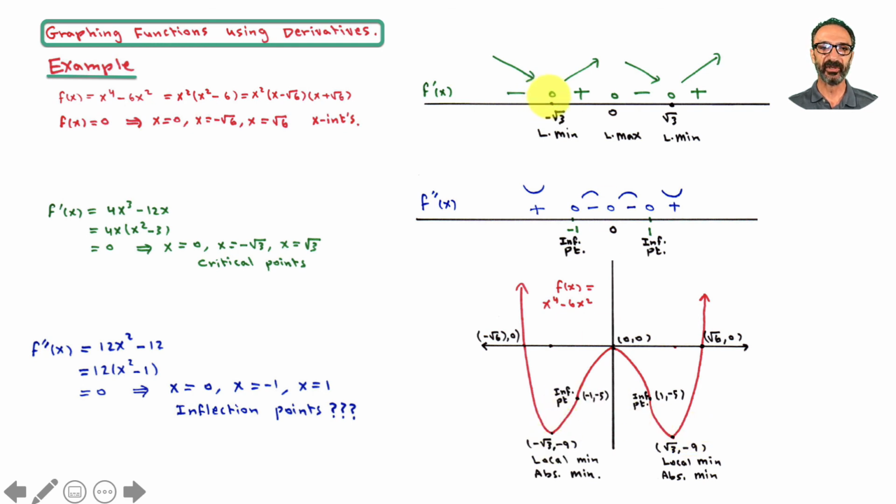Now, since you know that this is local minimum and this is local minimum and this is local maximum, just plug in the numbers in f of x and you will find the exact values, so you could be able to graph it with more detail. That should do it for this video, and I'll see you in the next one.